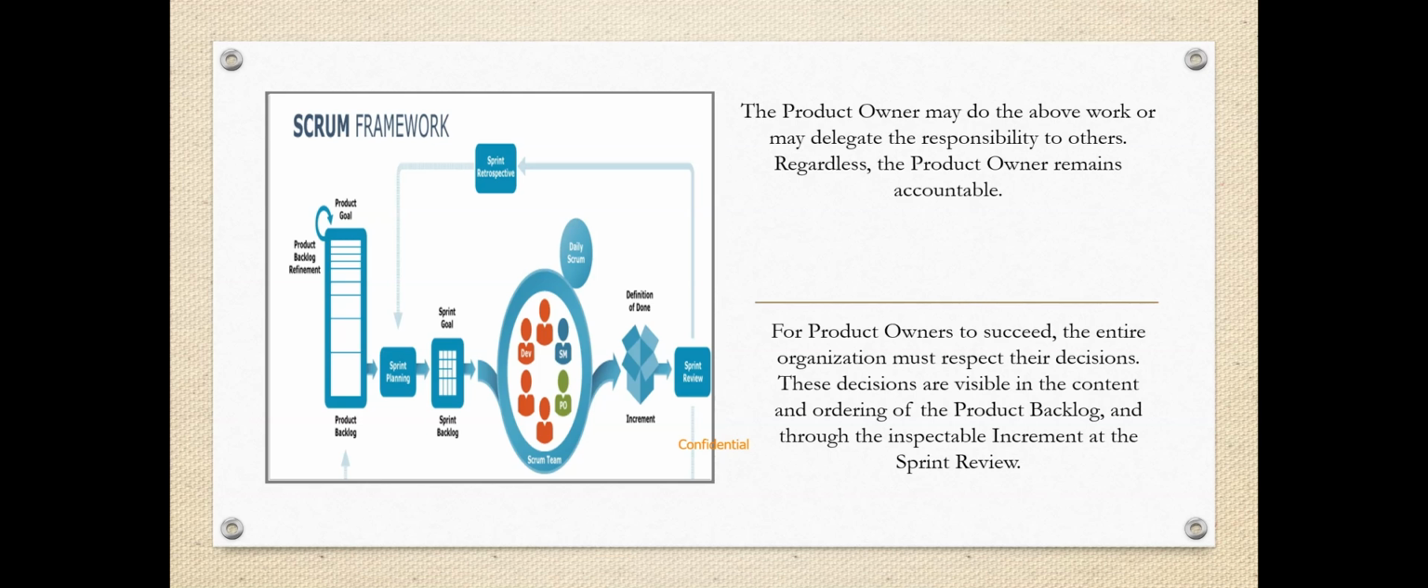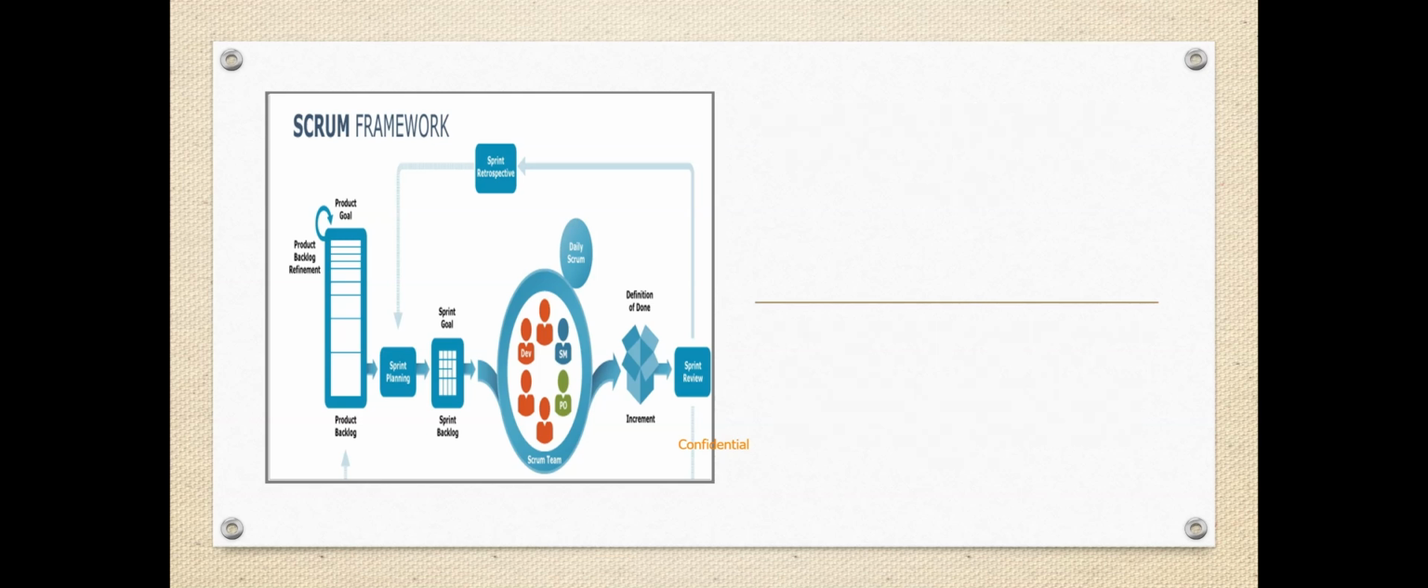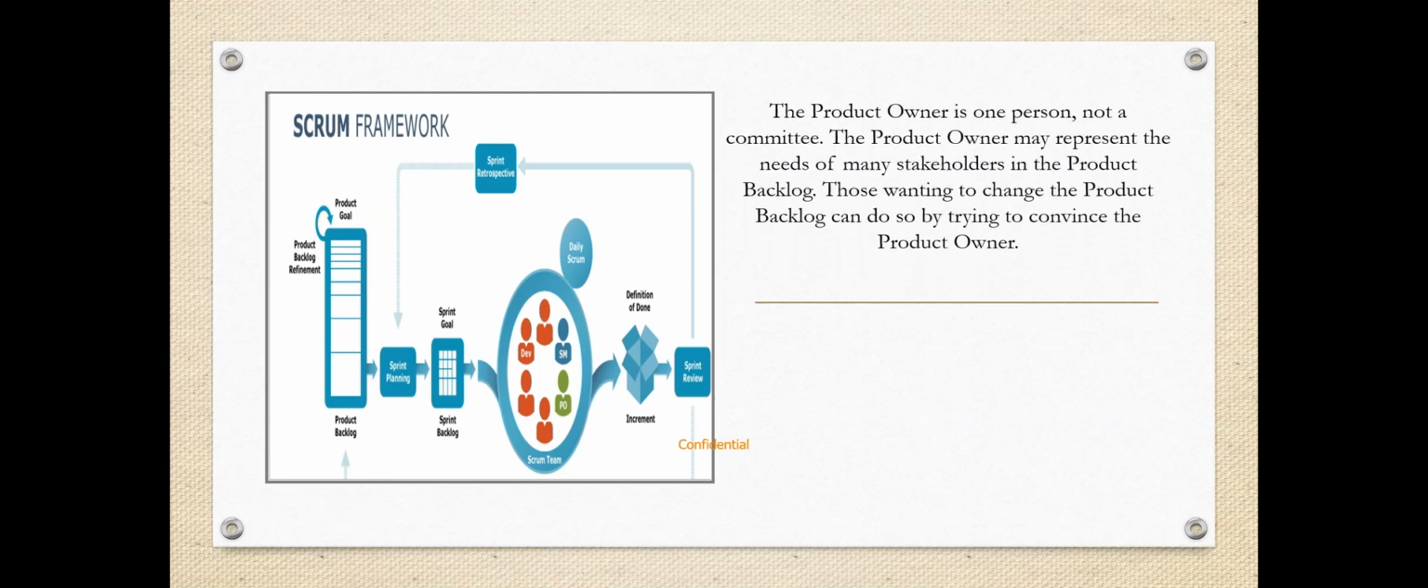sprint review. The product owner is one person, not a committee. The product owner may represent the needs of many stakeholders in the product backlog. Those wanting to change the product backlog can do so by trying to convince the product owner.